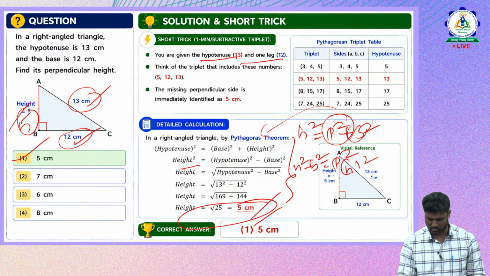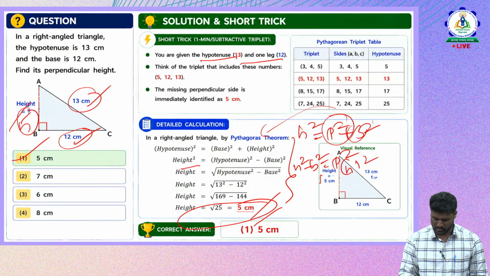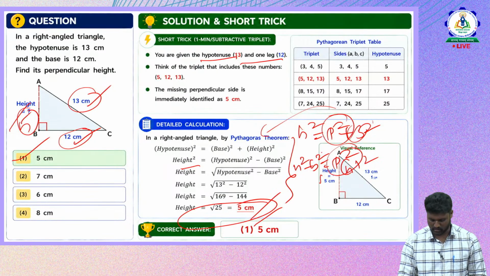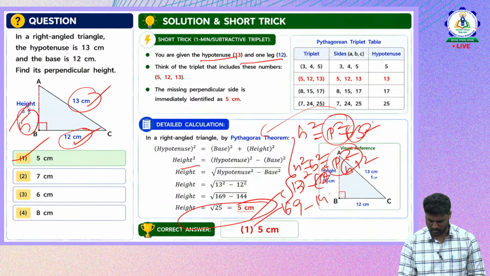So where this is the height, height square is equal to hypotenuse square minus base square. So now apply these values. We know the hypotenuse, we know the base. What is the hypotenuse here? 13 square. What is the base here? 12 square. So when you do the square, this will become 169, this will become 144. That is the perpendicular, p square.